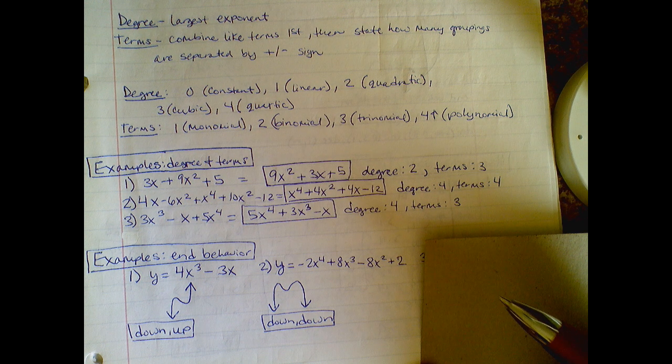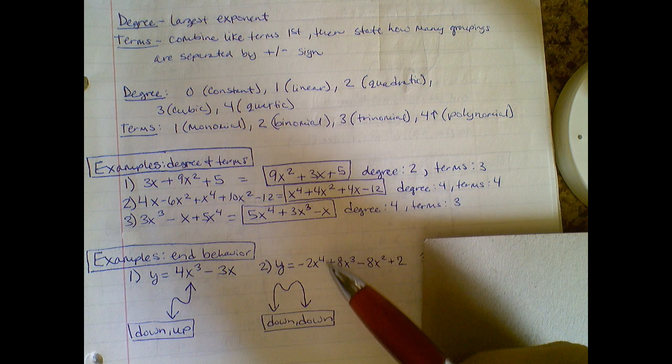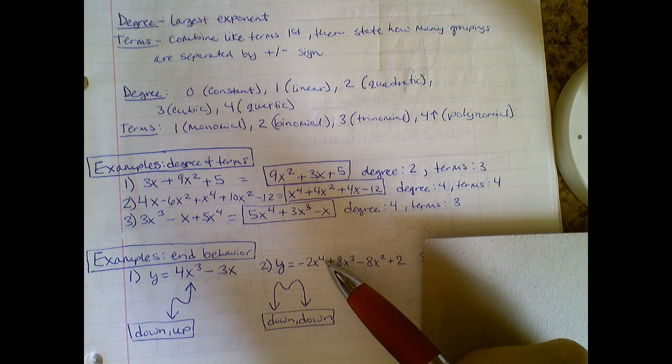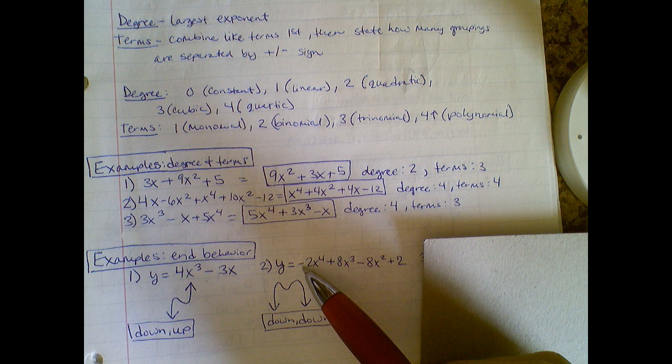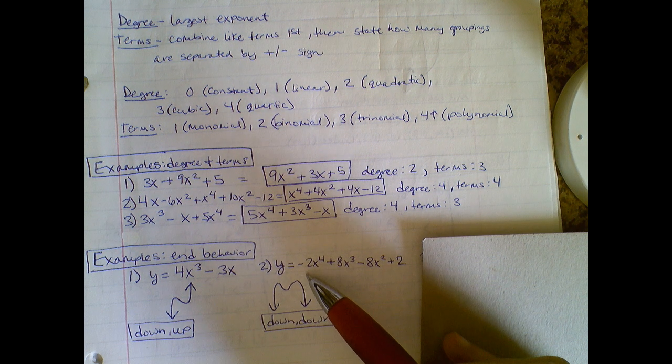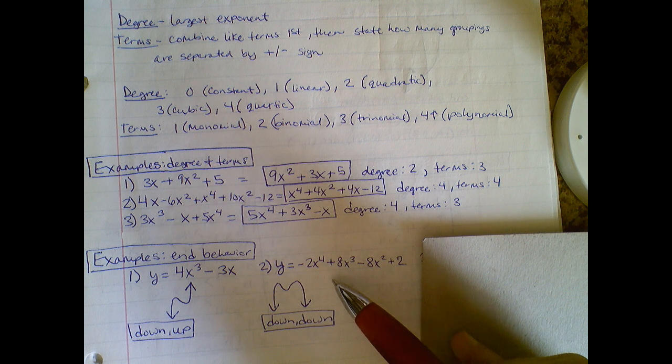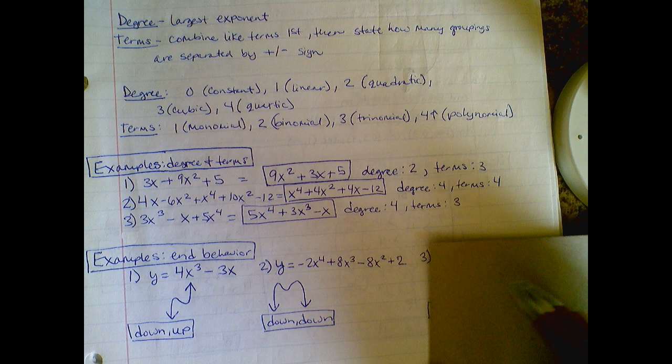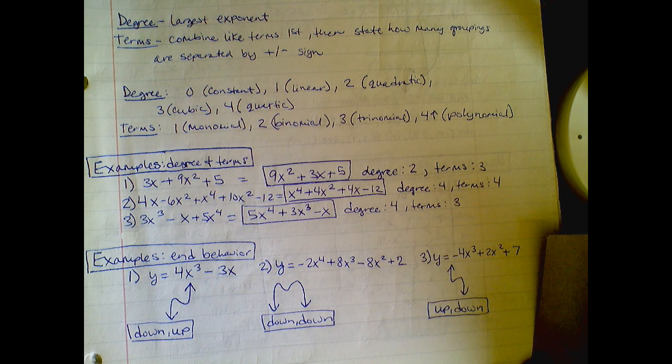Now, another way that you can tell, look at our degree is 4. That's even, so they're going to be going the same direction, so they're both pointing up or they're both pointing down. This is negative, so they're both pointing down. If this was a positive 2x to the fourth, they would both be pointing up, and so then we'd say up, up. Now our third example is this one.